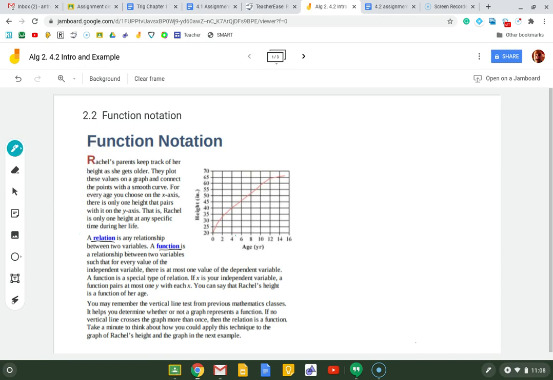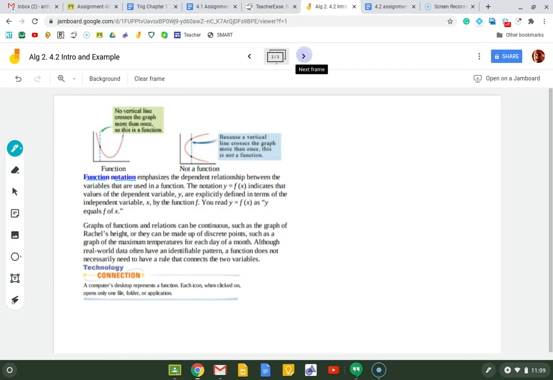So if we look at when she was 4, you go up and we say she was only one height when she was 4. When she was 5.5, she was only one height. All right, hopefully that kind of makes sense. And then the two graphs up here, we have a function. The one over here is a function, right? Because each input only has one output. The vertical line only crosses the graph one time.